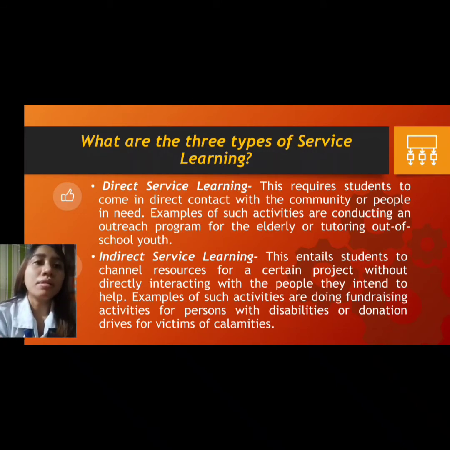mag-perform ng ganitong activity sa labas ng school. So, pwedeng magkaroon lang ng contact yung mga bata about sa iba't ibang personnel na kung sino yung target nila na makapagbigay ng donations, yung may kakayahan na makapagbigay ng donation. Example nga dito is the fundraising activities for the person with disabilities or donation drives for victims of calamities.